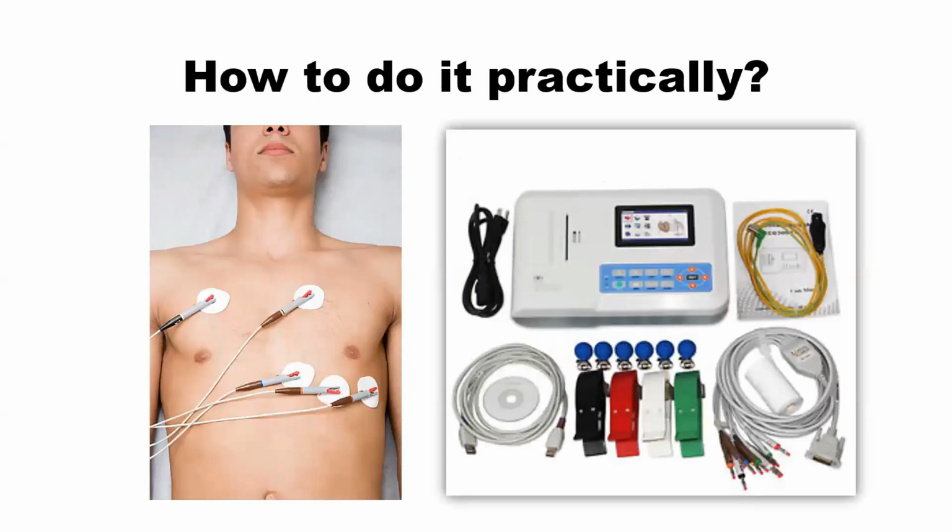Now, how do you do it practically? It is really simple. If you have got the leads which attach to the body through these sticky ECG electrodes, you just place the electrodes at appropriate points and you attach the RA, LA, and LL leads to the new Lewis arrangement and get an ECG trace.